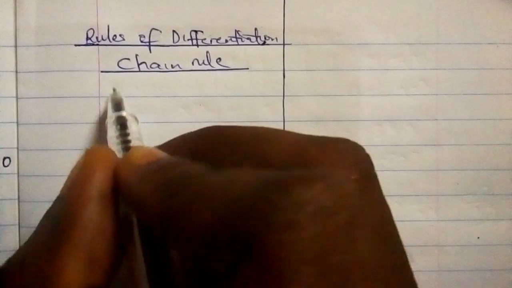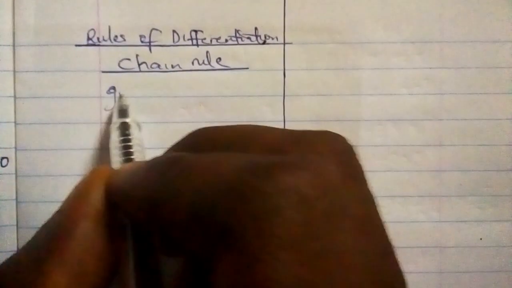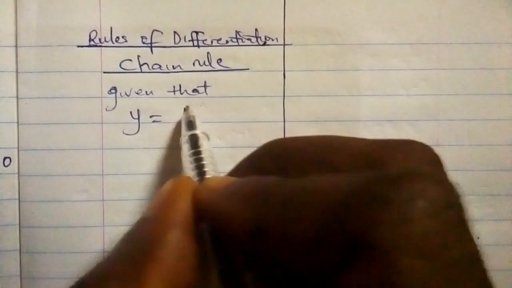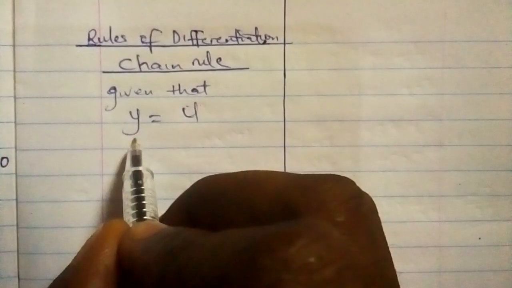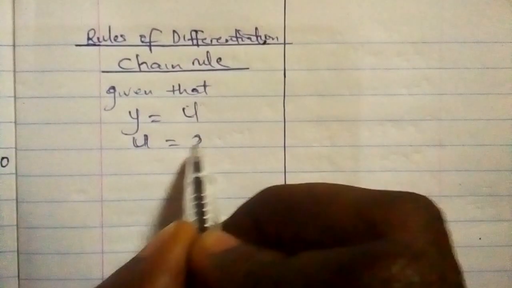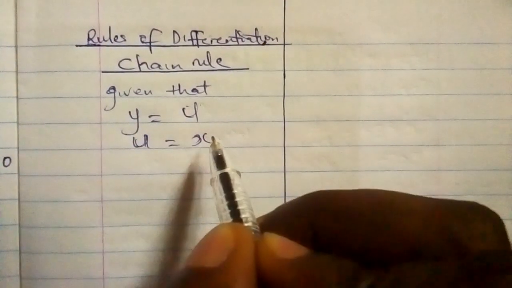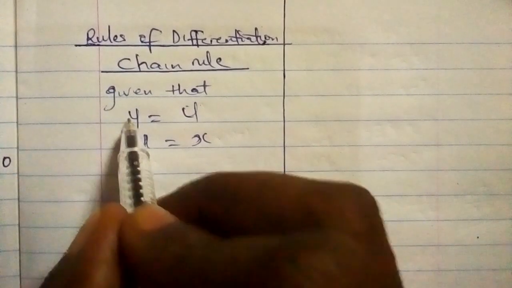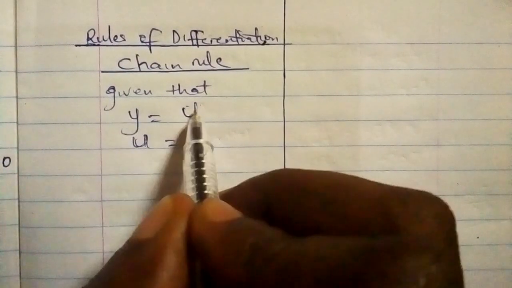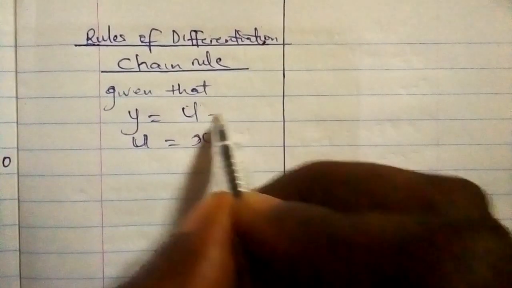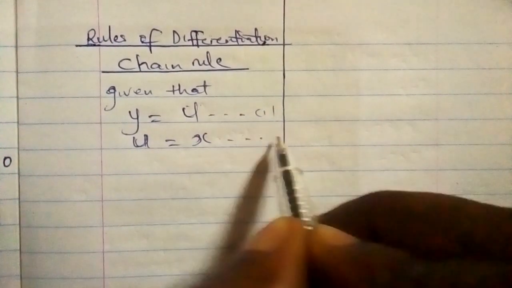So now, for instance, we are given that y is equal to u and u is equal to x. What this entails is that y is a function of u and u is a function of x. So how can I now get dy over dx? Because my interest is not dy over du or du over dx. So we now have, let me call them, equation 1 and equation 2.